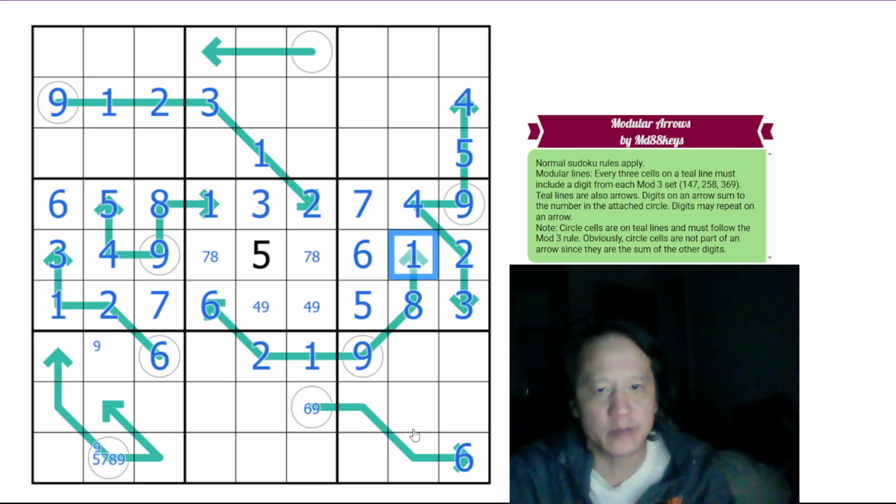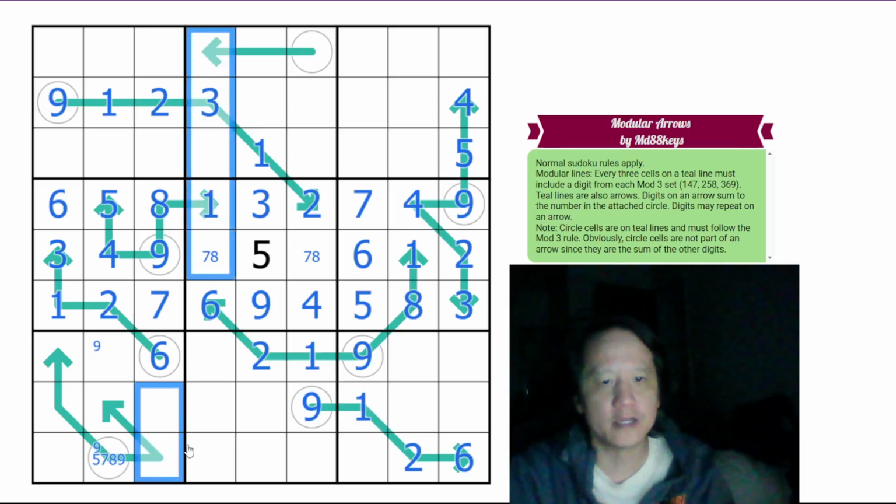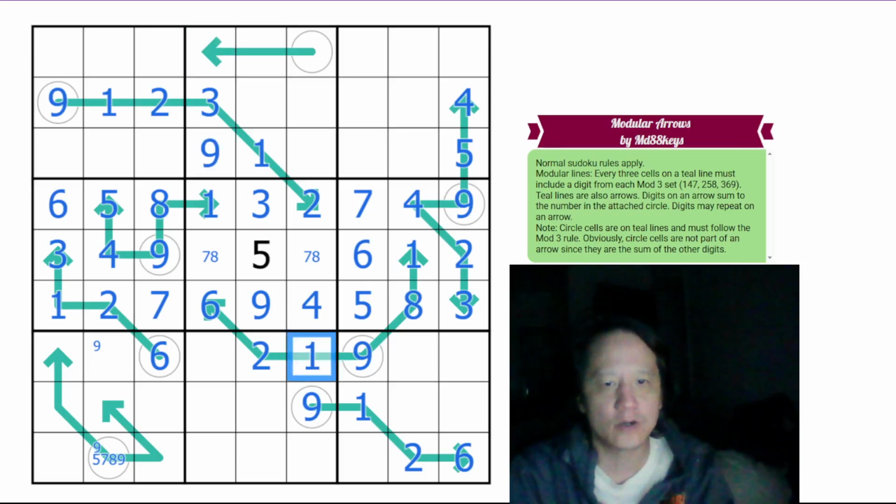2 can't be here because of the... Sorry, 1 can't be here because of 1 in the column. So that's 2, that's 1. That adds up to 9, which eliminates 9 here, so it's 4 and 9. 9 can't be on the arrow. Where's the 9 in column 4? Cannot be any of these cells because the 9's in the box. Can't be on the arrow, so it must be 9 here.